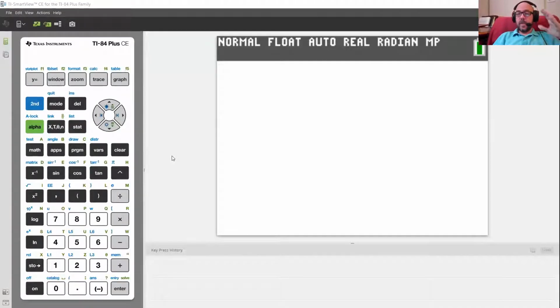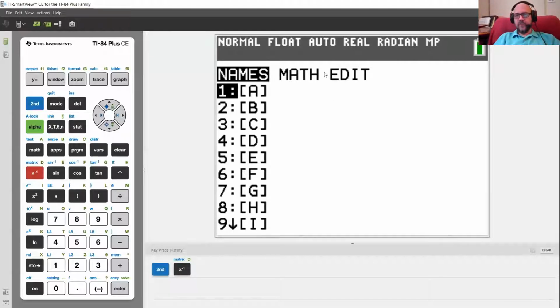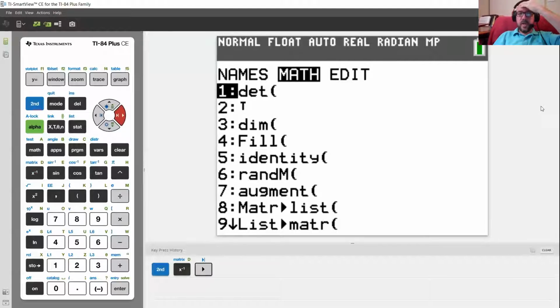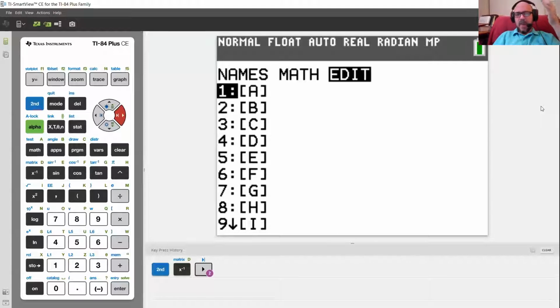Okay, so here is how you put a matrix into your calculator. There's a matrix button, matrix. So I'm going to go here. Now this has three different menus, right? There's names, which is not the one we want right now. Math, which we are not going to use at all, I think. I think we're never going to use math. And then edit, which is how you edit a matrix.